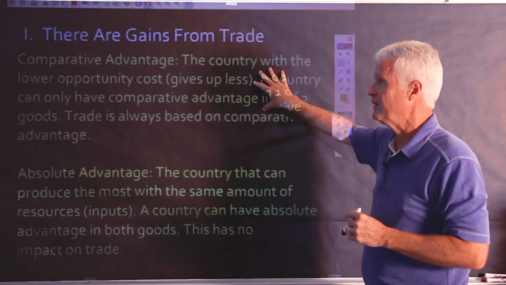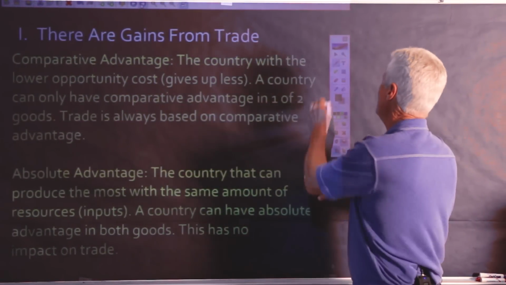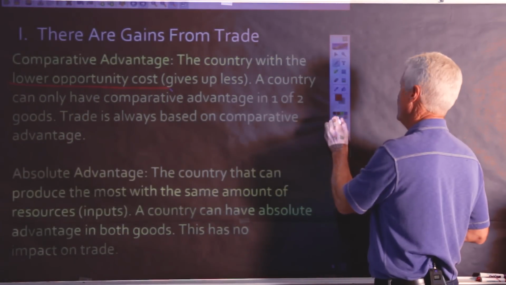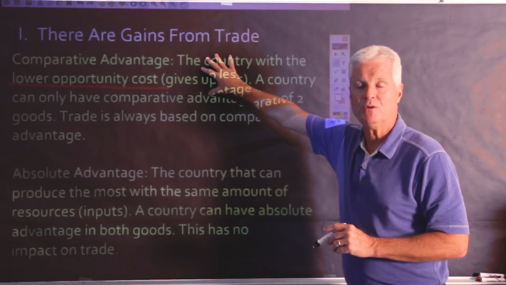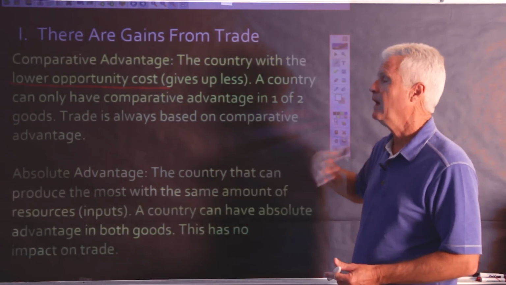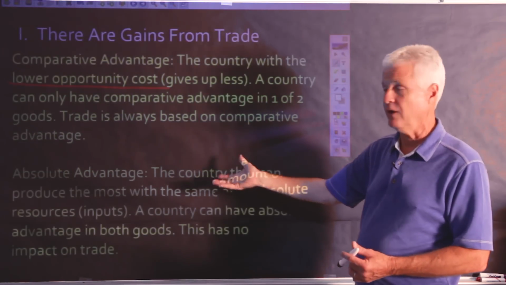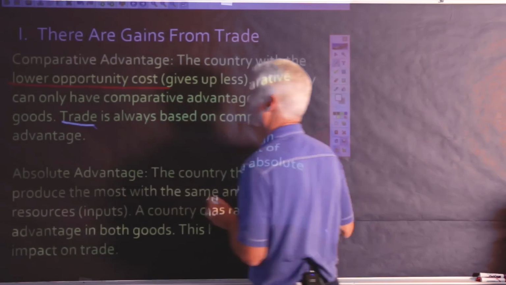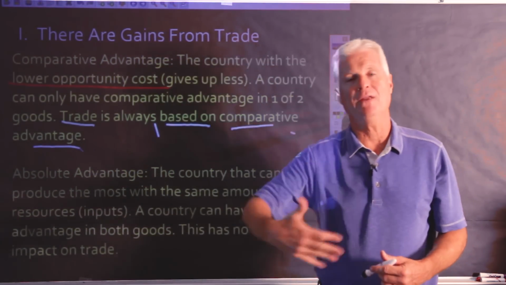Okay, so we're going to talk about two things here. Comparative advantage. Whoever has the lower opportunity cost is the one that's going to win that battle. So whatever you have the lower opportunity cost in, the one you give up less to manufacture, that's what you're going to make. And likewise, the other person is going to have the lower opportunity cost in the other good, and they're going to make that. Okay, that's comparative advantage, and trade is based on comparative advantage, period. Make sure you write that down.